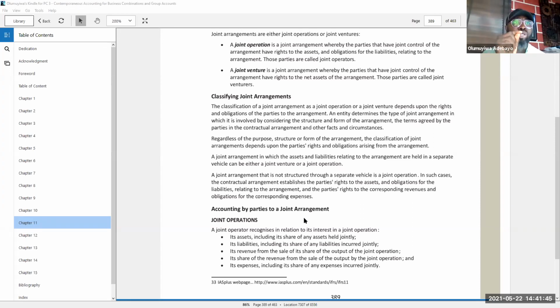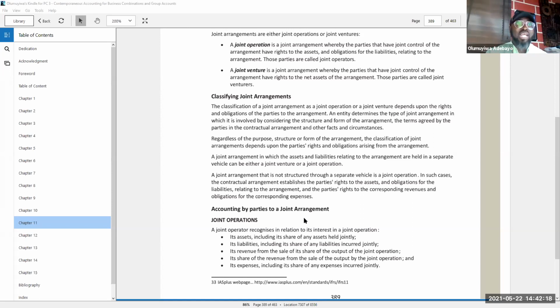Later on, we both decide to build a structure that will accommodate us. Now, I will account for my direct ownership of the motor vehicle in my books, even though it is allocated to the joint operation for use. You also account for your laptops, your computers directly in your books, even though it has been committed for use by the joint operation.